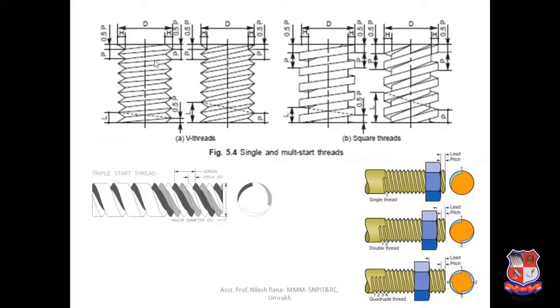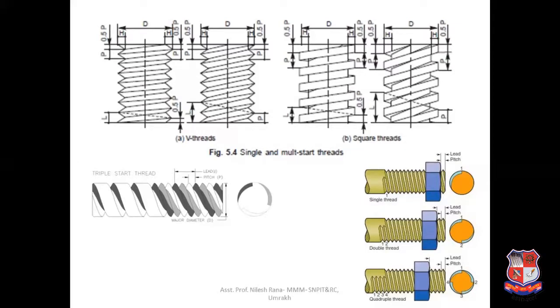Here you can see the single start thread. This is the lead. Lead means how much distance the nut will travel in one revolution. Here you can see L is equal to pitch in this single start thread. Here you can see the pitch value and this is the L value. These both are the same. It means one revolution of the nut travels a distance equal to the pitch value, which is equal to the lead value.